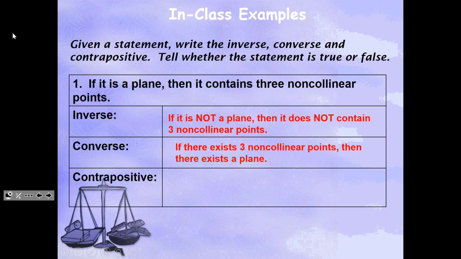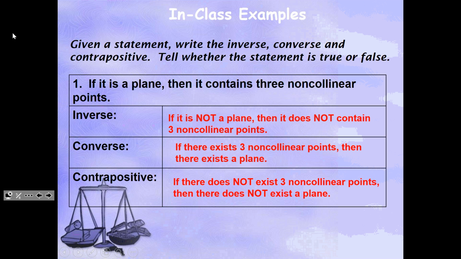So our inverse was knots, converse is flips, contrapositive is what? Flip knots. Good. So I'm going to flip it and add in the knots. It should be the same as my converse, I'm just going to add in the knots. So if there does not exist 3 non-collinear points, then there does not exist a plane.